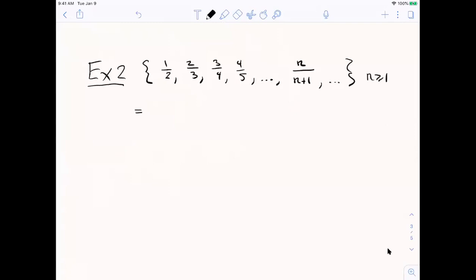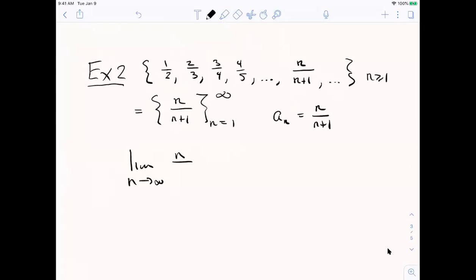So if we want to write it in our shorthand, it's the sequence of n over n plus 1, and then let n go from 1 to infinity. Or if you want to explicitly write what your nth term is, your nth term is n over n plus 1. Okay? Cool. So I have a similar question. I would like to know, what's going on as n goes to infinity? Maybe you can just answer that question.